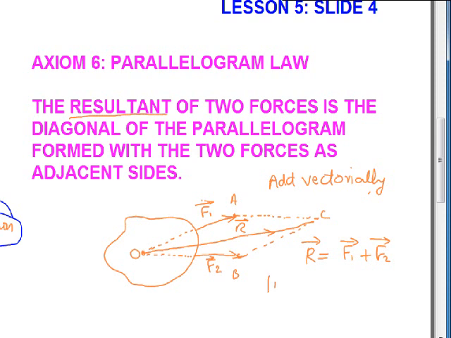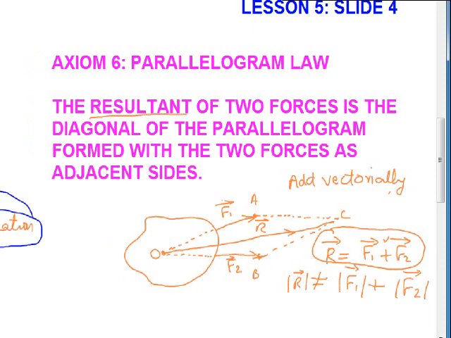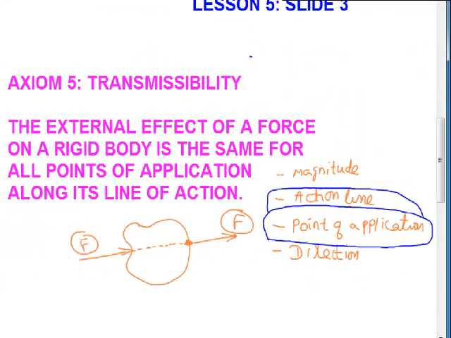Note that the magnitude of R bar, which is the length of this line segment from O to C, is not equal to the magnitude of F1 bar, which is the length from O to A, and F2 bar, the magnitude of which is the length from O to B. So this process needs to be understood as vectorial addition. This addition is not a simple addition process. We'll try to see in subsequent lessons how to use this to find the resultant of a set of forces.